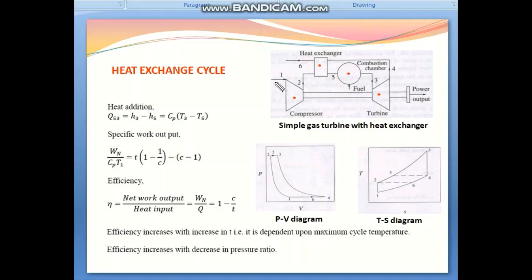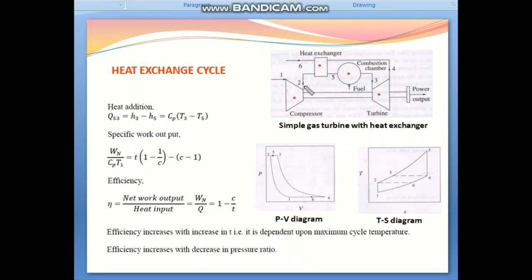First, the compressor sucks the air into it. This is the process 1 to 2. This is the adiabatic compression process 1 to 2. After being compressed, the air flows into the heat exchanger.